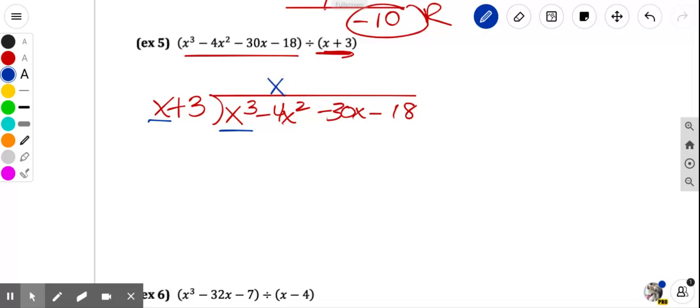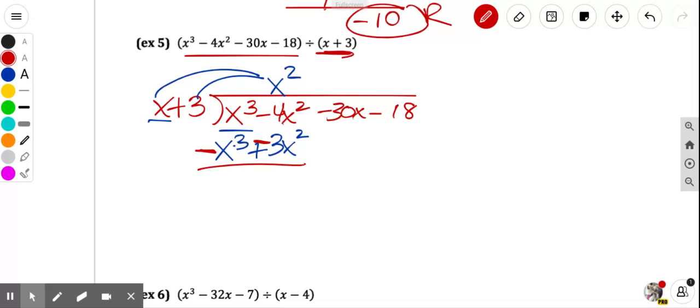I'm going to put that over the x squared term. And then multiply. I'm going to multiply x squared by x, which is x to the third. x squared times 3, which is 3x squared. And then we're subtracting, so we're changing both signs. So this is minus and this is minus. Okay, these are going to cancel, and then you're going to have negative 4x squared plus negative 3x squared, which is negative 7x squared. Bring down just the next term, not both of them. So negative 30x. Now we do it all over again.